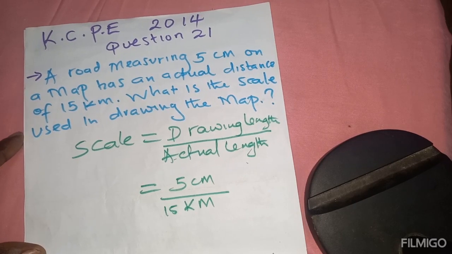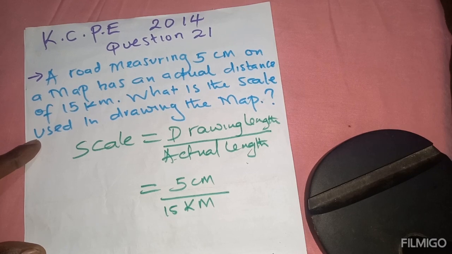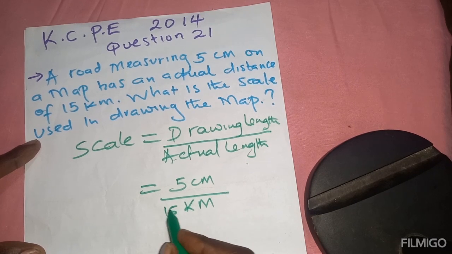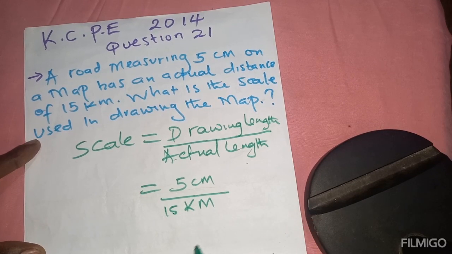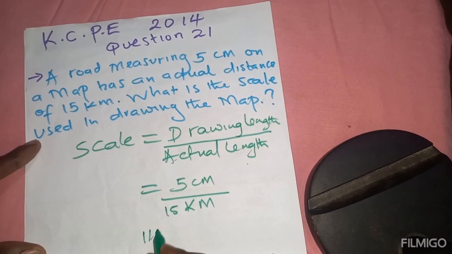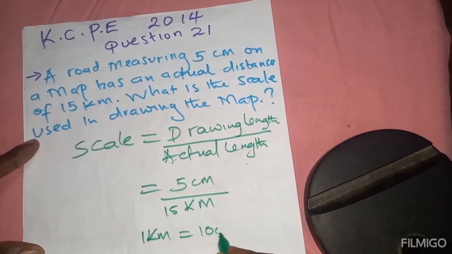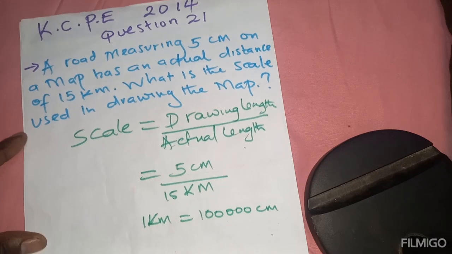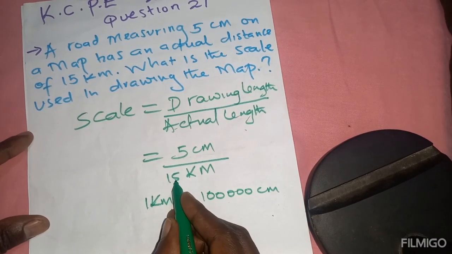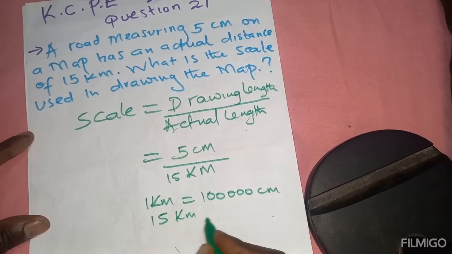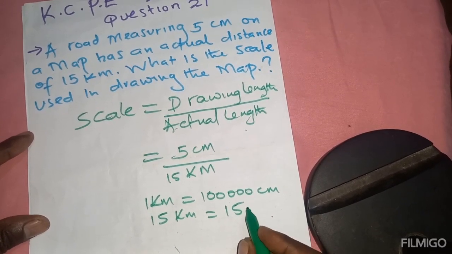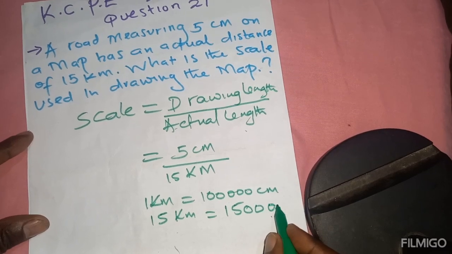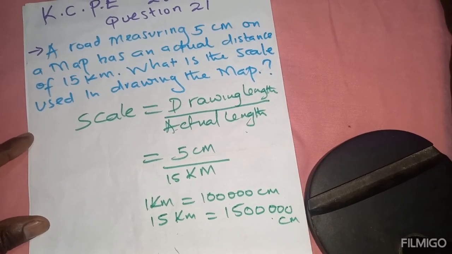Because we want scale, we have to change all the measurements to be in the same units. They have to be in centimeters for us to get the ratio scale. So we change 15 kilometers to centimeters. You know very well that 1 kilometer is equal to 100,000 centimeters. Therefore, 15 kilometers is equal to 1.5 million centimeters.